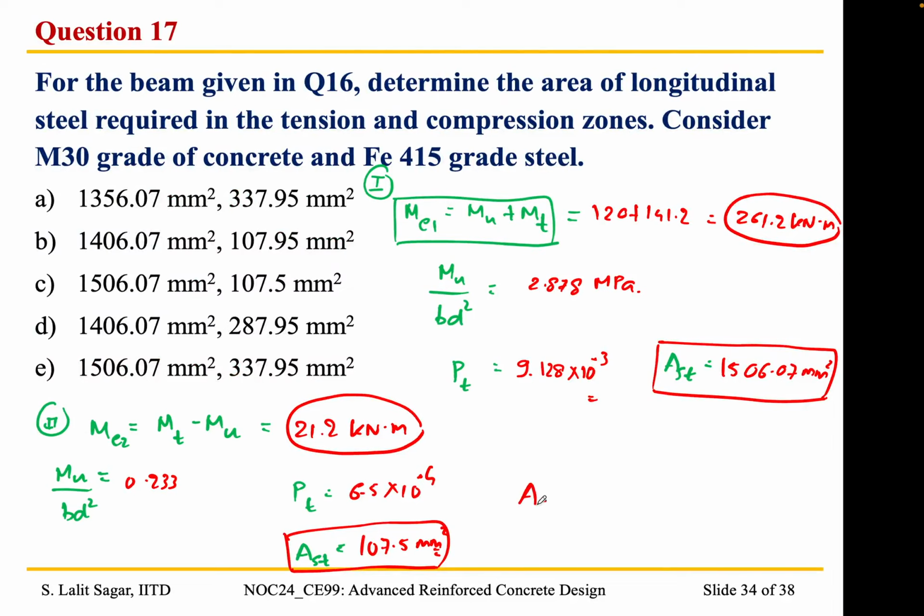So what I have done is that I have consulted the clause for minimum AST, that is 0.85 bd by fy. Based on this I got a value of 337.95 mm square. So I request that whenever you are designing for this ME2 value, we need to provide the minimum AST, so that will take care of the minimum steel that is required whenever it is subjected to tensile stresses. So the correct answer is option E actually. Option E is the right answer.